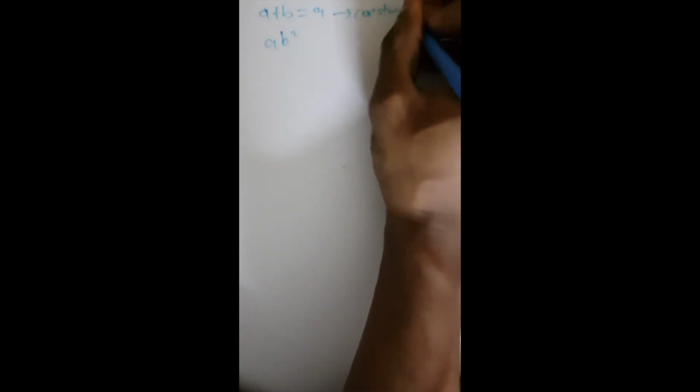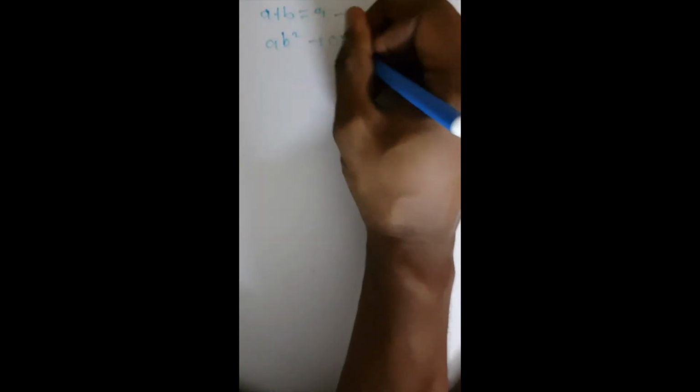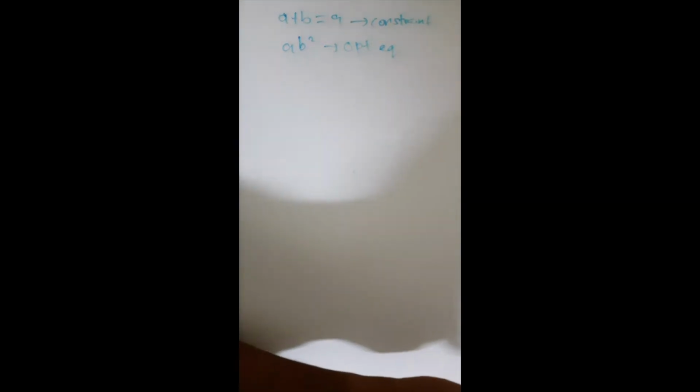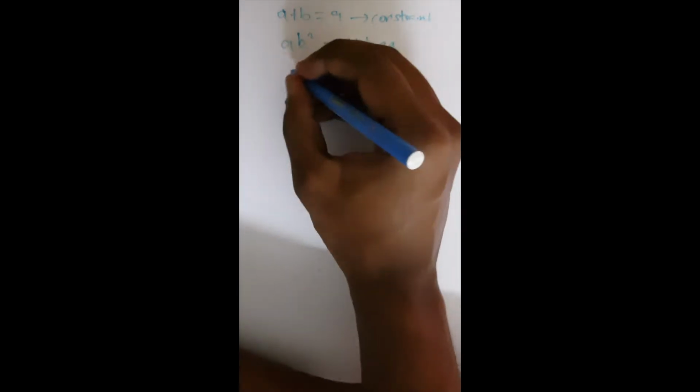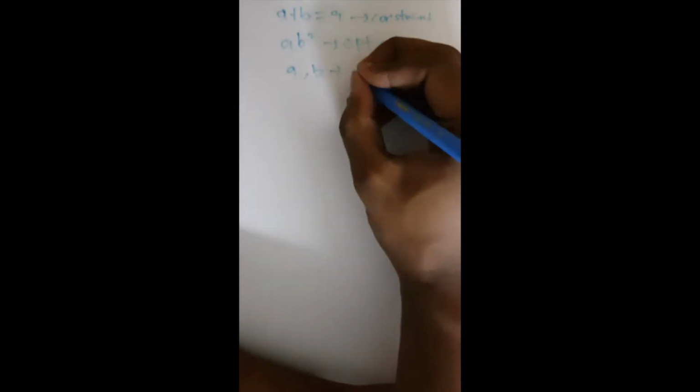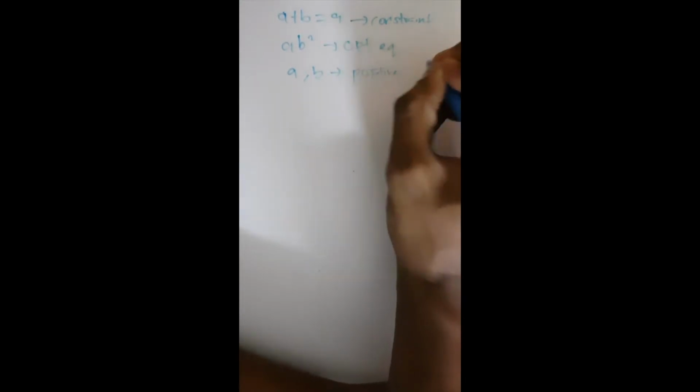There are two things that we want to take note of right here. The equation a plus b equals 9, and a b squared. This equation is what we call the constraint, and this equation is the optimization equation. We also have to take note that a and b are positive numbers.